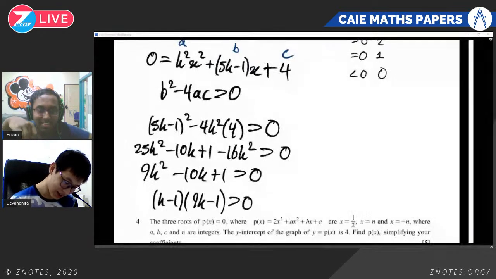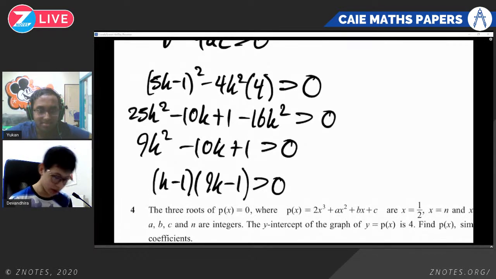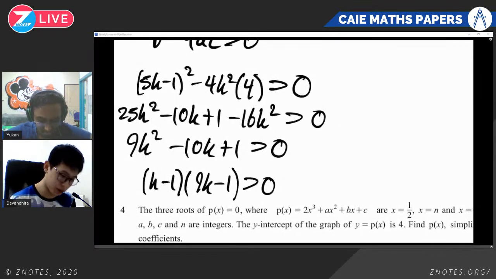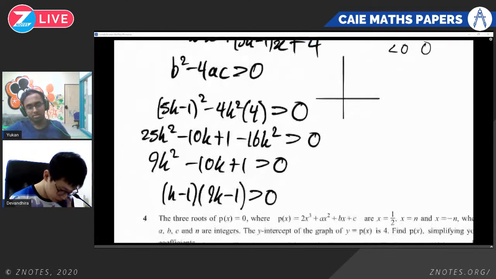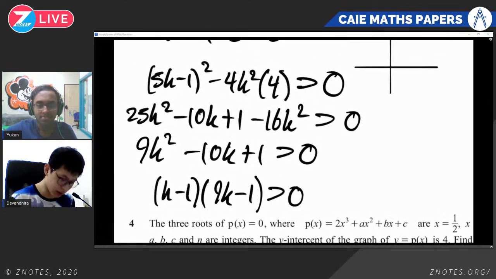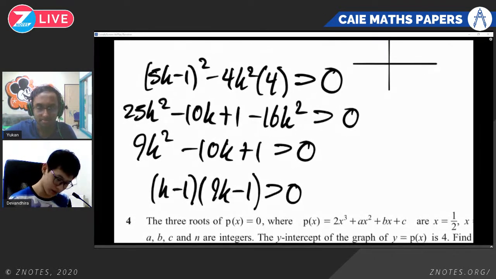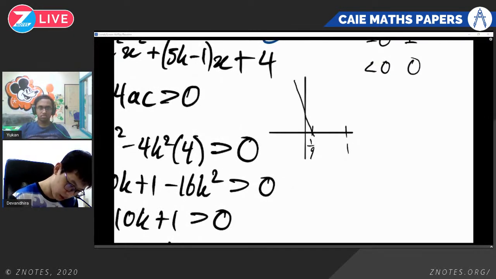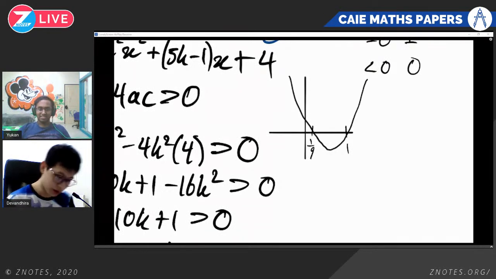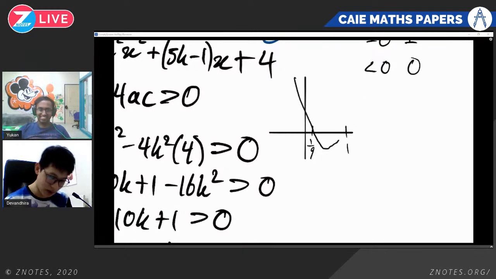So here's the thing. Now that you've factorized it, we can at least make a small sketch of the graph. Let me try to draw the graph here. So the roots are at 1 and 1 by 9, correct? When k is 1 and k is 1 by 9. So let me draw that first, 1 by 9 and 1. That means the graph has to look like this. I'm so bad at drawing, I'm sorry. Okay, whatever, that's fine.